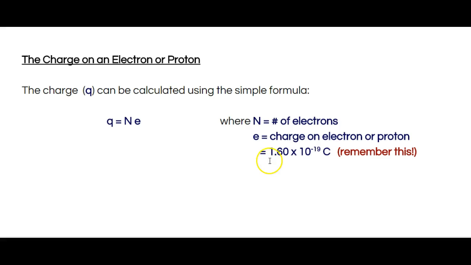So this is the value, 1.60 times 10 to the negative 19 coulombs, is the charge on an electron or a proton. Of course, the sign of that charge would be different for each of them, but you need to remember this value. We're going to be utilizing it in some of the problems that we solve in this unit.